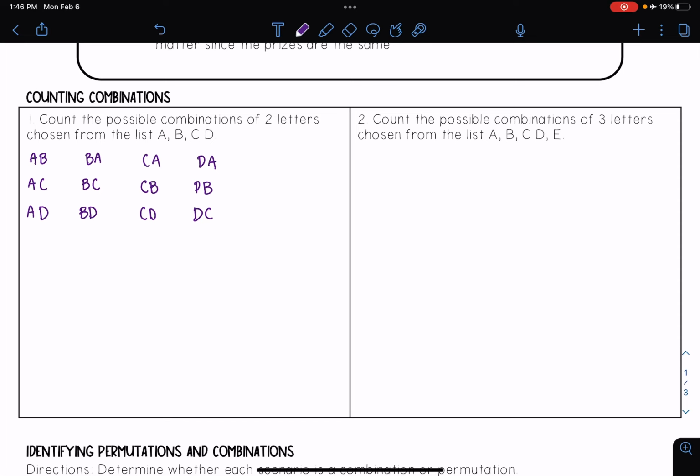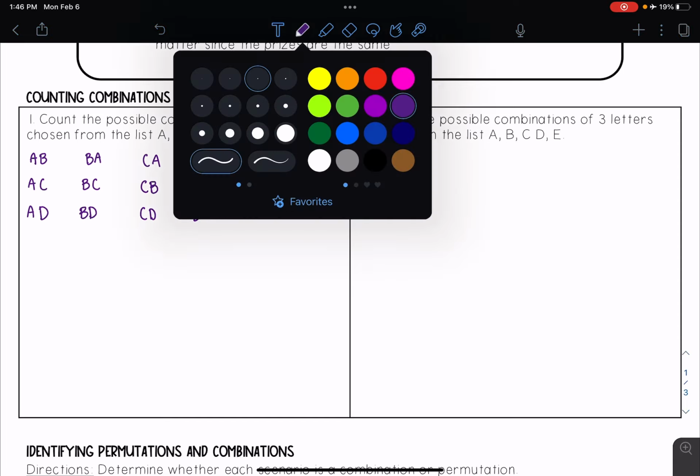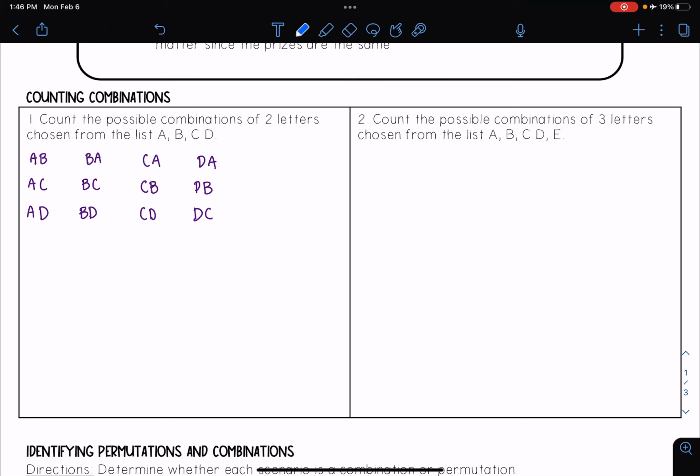So remember, combination order doesn't matter. And so I'm going to cross out any that are a repeat where we have the same 2 letters. Because for combinations, even if we have the same 2 letters but in a different order, that's still just one option. So for instance, AB and BA. Those are both the same 2 letters. So I'm going to cross out the BA because we already have AB.